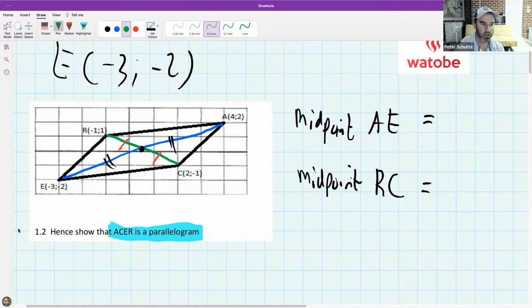So for those who've forgotten how the midpoint formula works, just in case, you add the two x's together and divide by 2, and then add the two y's together and divide by 2. So let's see what we get. So -3.